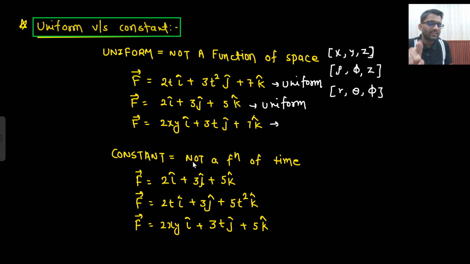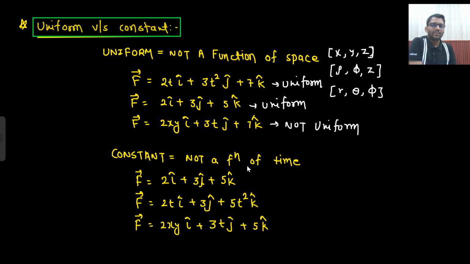And what about this? This is not uniform. Why is this not uniform? Because at different points of space, at different coordinates, you will get a different value of the field. So this is not uniform.